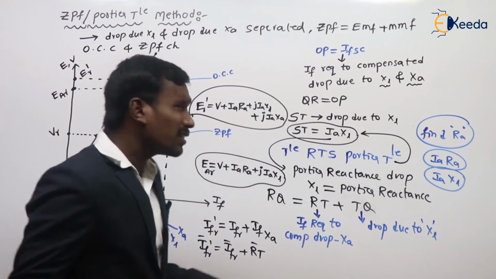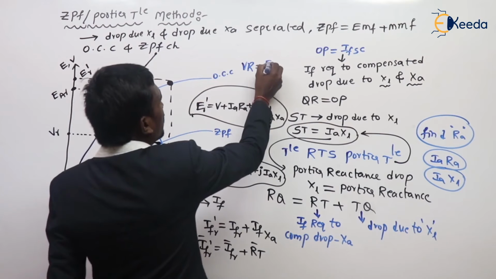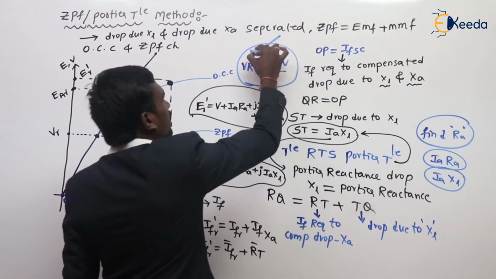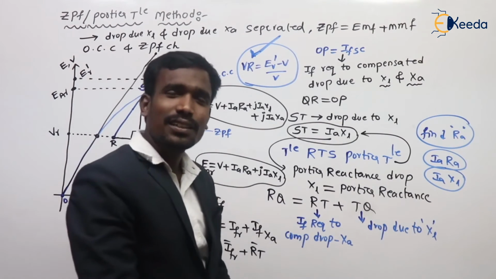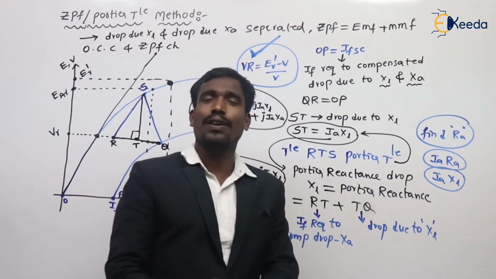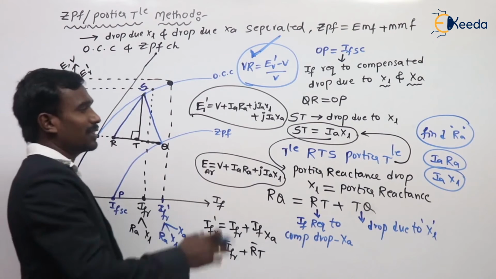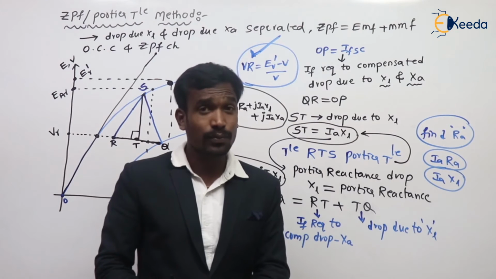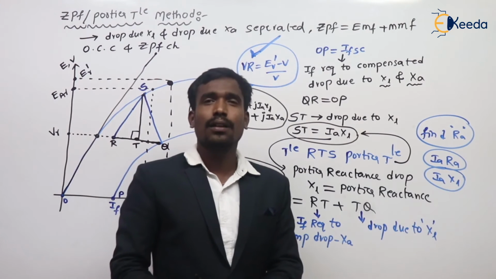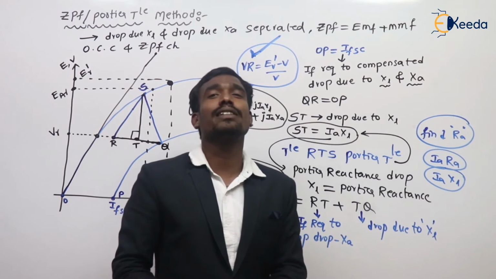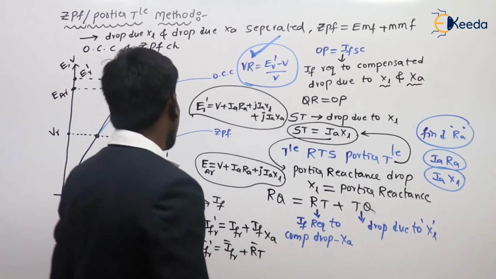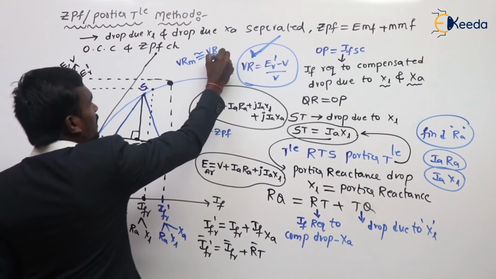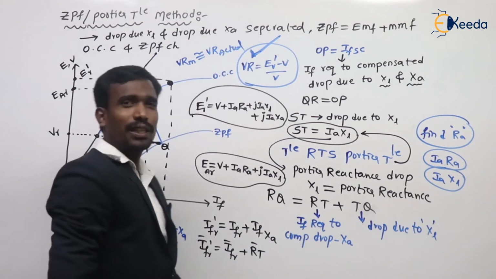Then what, sir? Then find the voltage regulation: ER dash minus V upon V. We can find the voltage regulation directly. This is the zero power factor method, or Potier triangle method. Here the Potier triangle is a right angle triangle. Understood? Clear? So here the measured voltage regulation is nearly equal to the actual voltage regulation.